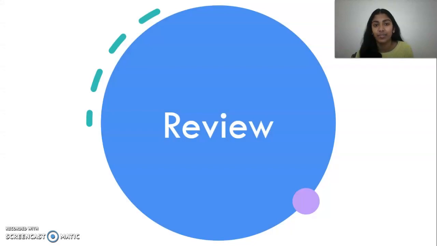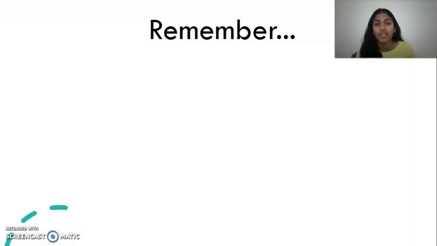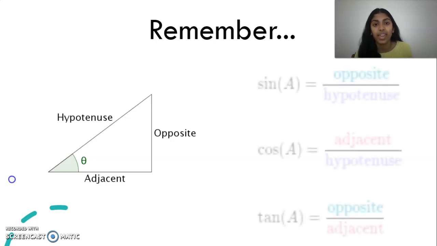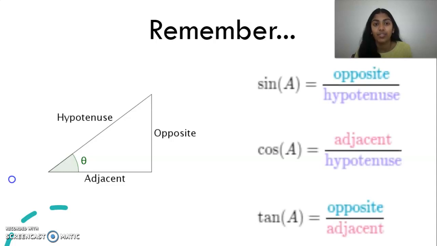Let's do a quick review. Remember the vocabulary that we identified: hypotenuse, opposite, and adjacent. These words will pop up all throughout the unit, and you should have a solid understanding of these definitions. And do remember our trig ratios and the SOHCAHTOA acronym. This acronym will save you a lot of time in math class and help you understand the trig ratios.